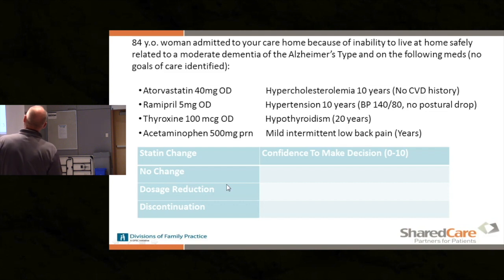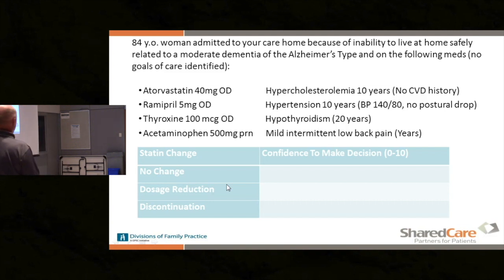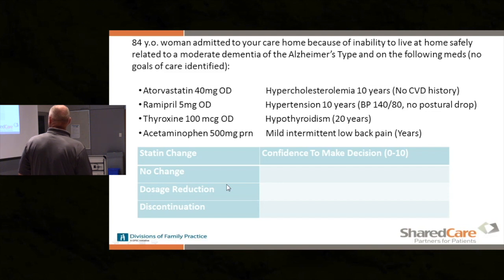I've used this just as a stem: an 84-year-old woman admitted to your care home, unable to live at home, with moderate dementia, on the following meds, but no goals of care have been identified. You see a moderate dose statin, but she's had high cholesterol for 10 years, no cardiovascular history, and she's on blood pressure, thyroid, and some PRN pain medication. I sort of made this up. So what would you do in this situation? Would you make no change? And how confident are you just to leave the medication the way it is? Would you do a dosage reduction? Would you do a discontinuation?